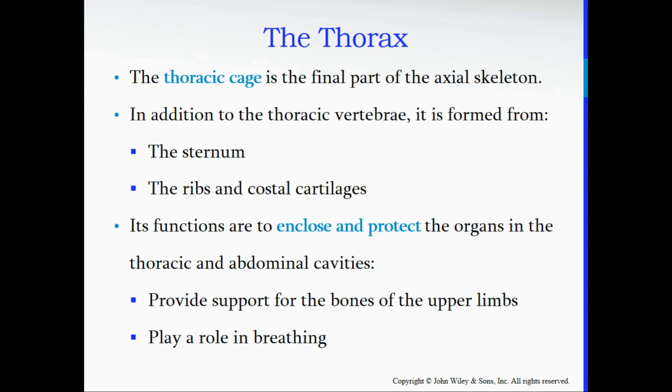Its functions are to enclose and protect the organs of the thoracic and abdominal cavities. So its job is to make a volume-closed container for our breathing. But some of your liver and stomach will also be tucked in the very bottom of your rib cage, helping protect it. But its main job is to make that breathing chamber for your lungs and protect your heart. It provides support for bones of the upper limbs and plays a role in breathing.